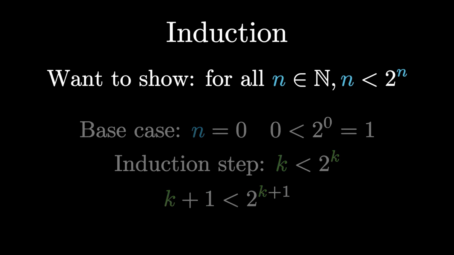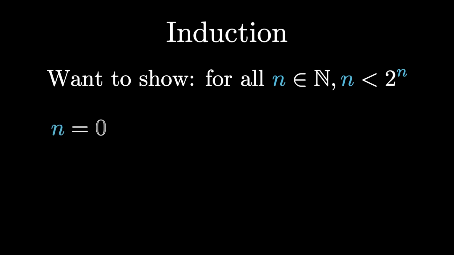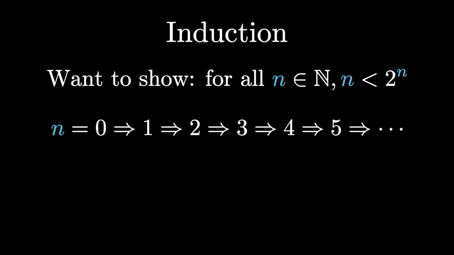But look, we already proved the case for n equals 0. But according to our induction step, if the statement holds for 0, then it also holds for 1. But then if it holds for 1, then it should also hold for 2, and then 3, and 4, and 5, and so on for infinity. In fact, it should hold for any natural number. So proof by induction is a powerful tool which allows us to prove an infinite number of things in a finite number of steps. And this is the exact idea that we'll use to build our infinite set.